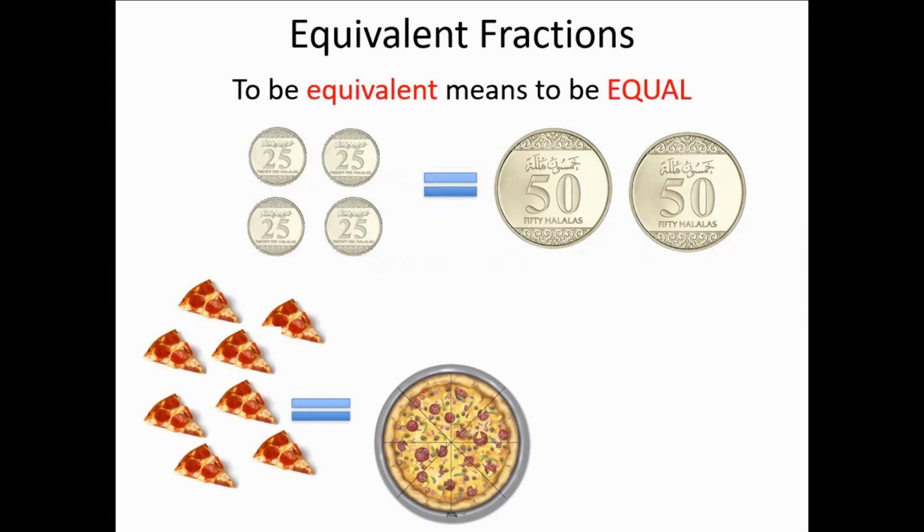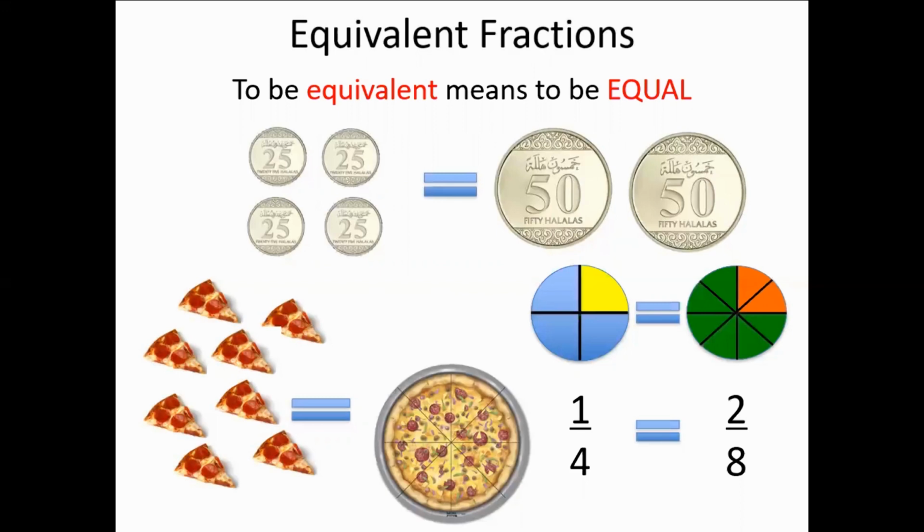So this is equivalent. And we have here the area of the shaded part in the first shape equals the area of the shaded part in the second shape. The first shape is 1 out of 4. The second shape is 2 out of 8. So 1 out of 4 is equivalent to 2 out of 8.